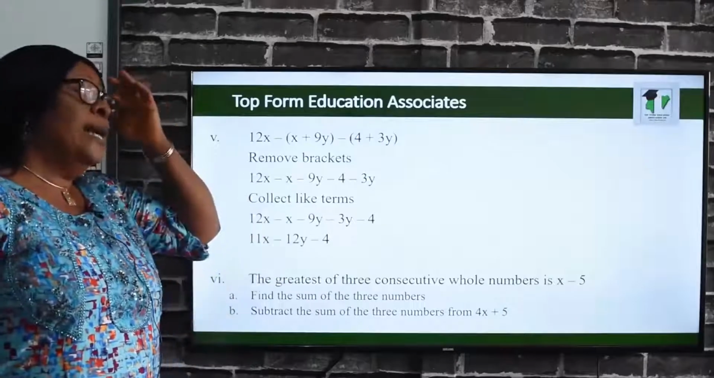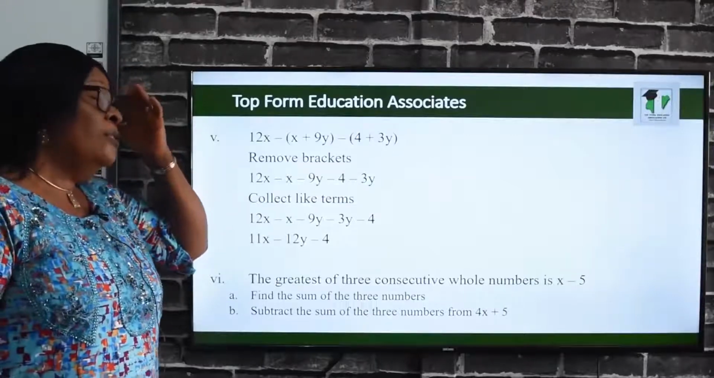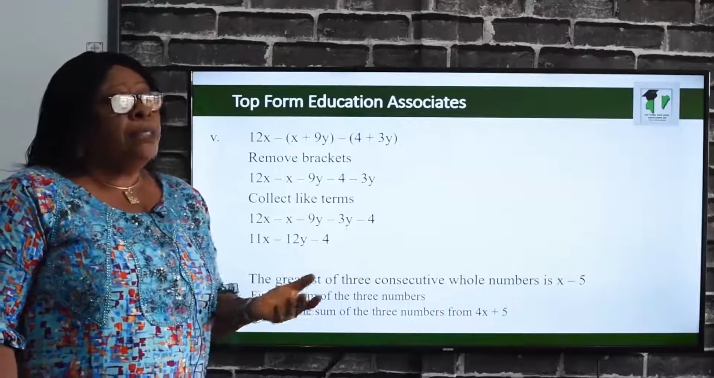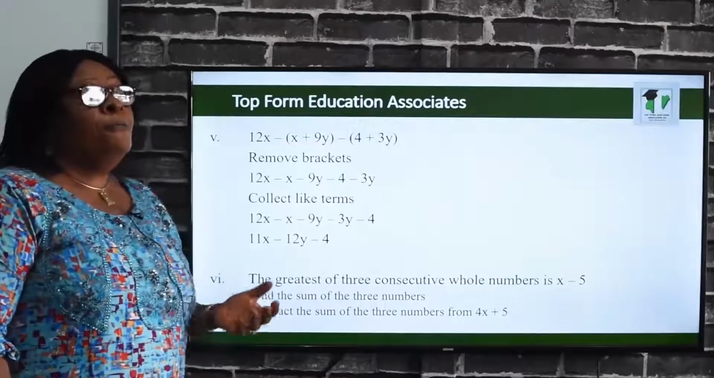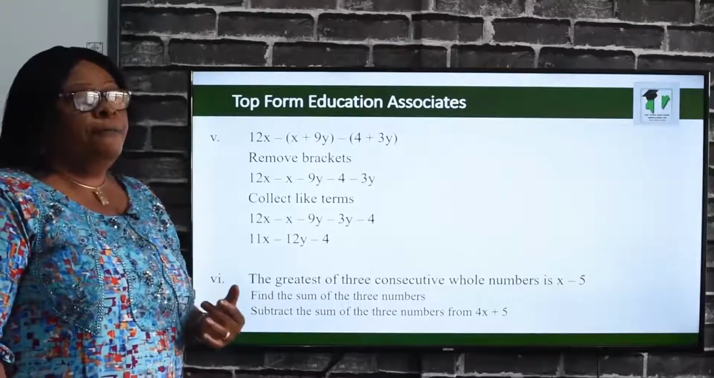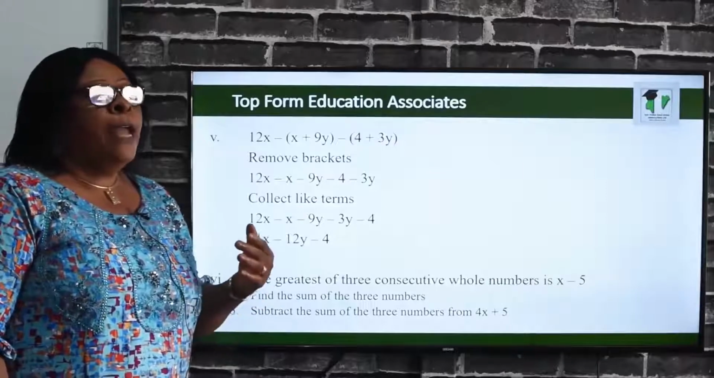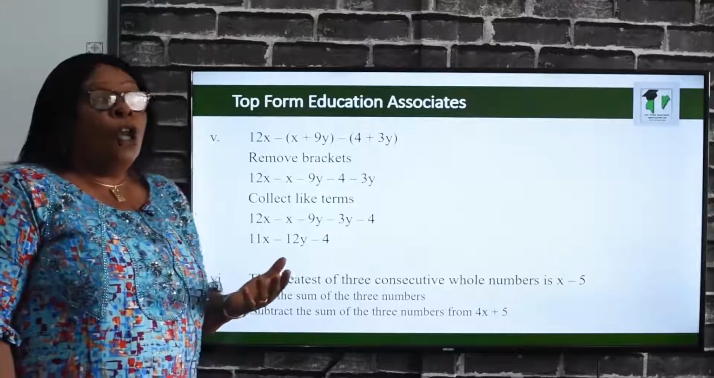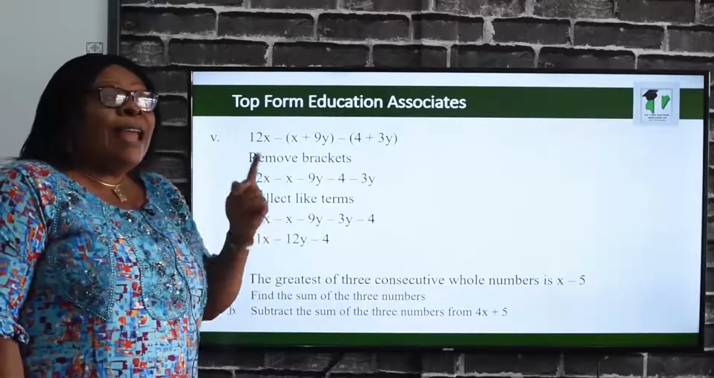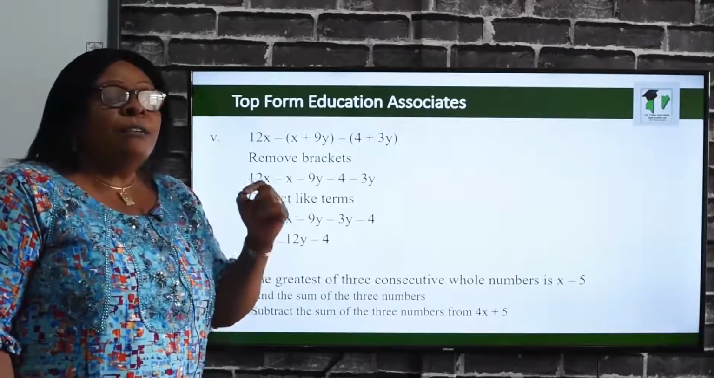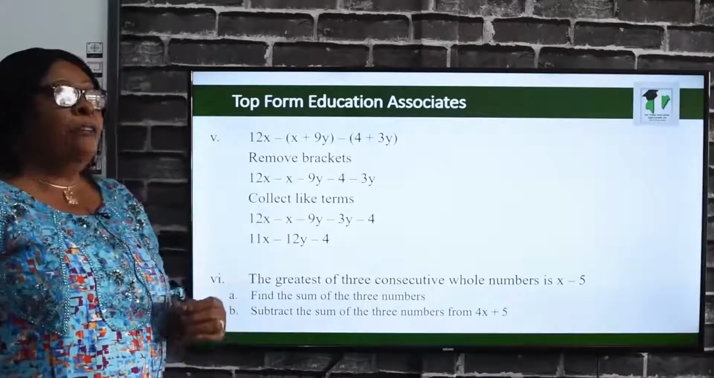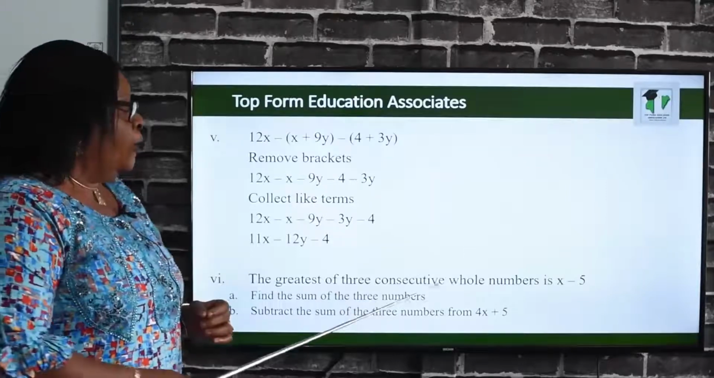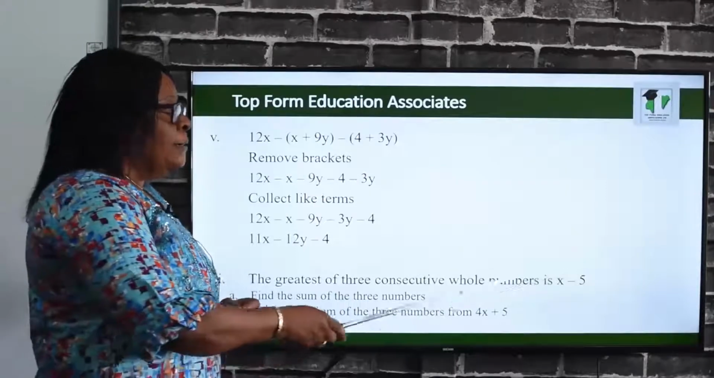Let's just look at it with the value of x. Assuming x is 10, x minus 5, 10 minus 5 gives us 5. So x minus 6 will be 10 minus 6, which gives us 4. Showing that x minus 5 is bigger than x minus 6. So the greatest of these 3 consecutive whole numbers is x minus 5.